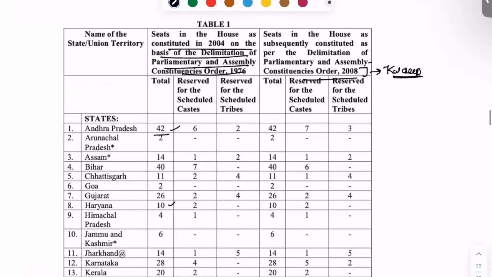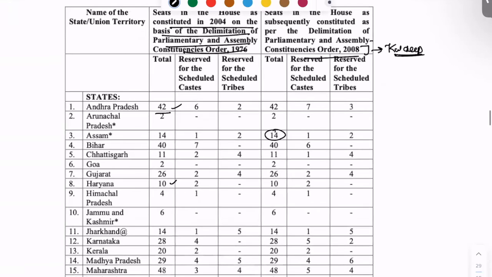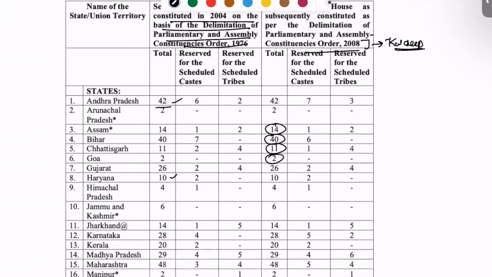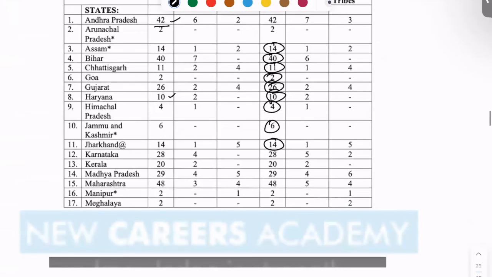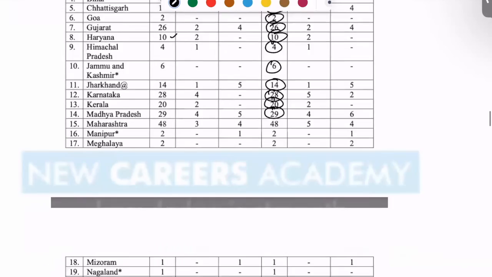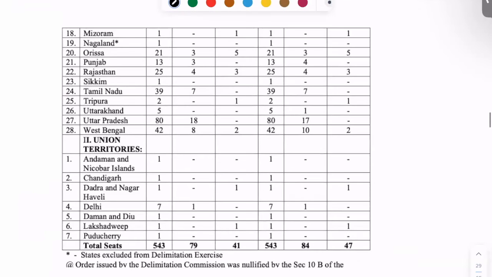Over here, 42, Arunachal 2, Assam 14, Bihar 40, Chhattisgarh 11, Goa 2, Gujarat 26. How many MPs from Haryana? 10. Himachal, Jharkhand 14, Karnataka 28, Kerala 20, Madhya Pradesh 29. This is the 543 seats, how they're divided. Is it clear?